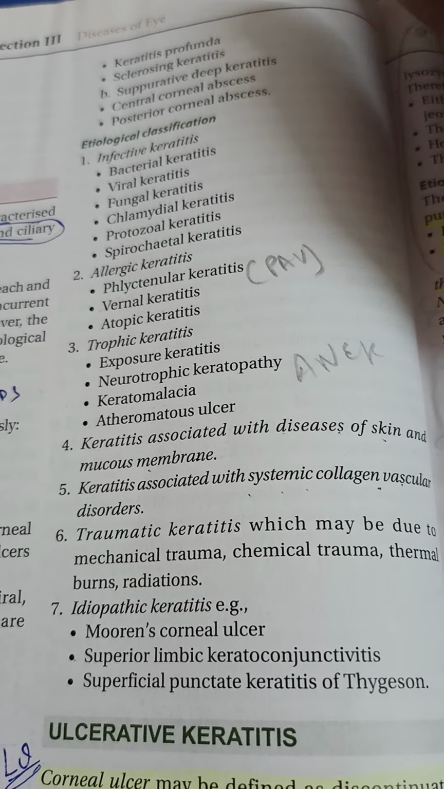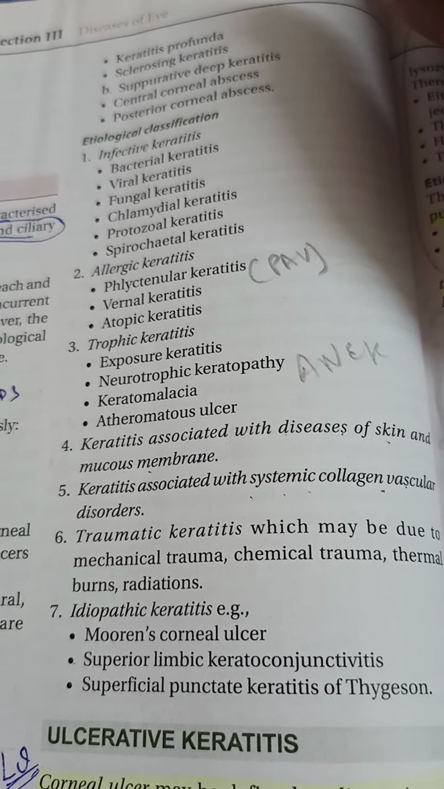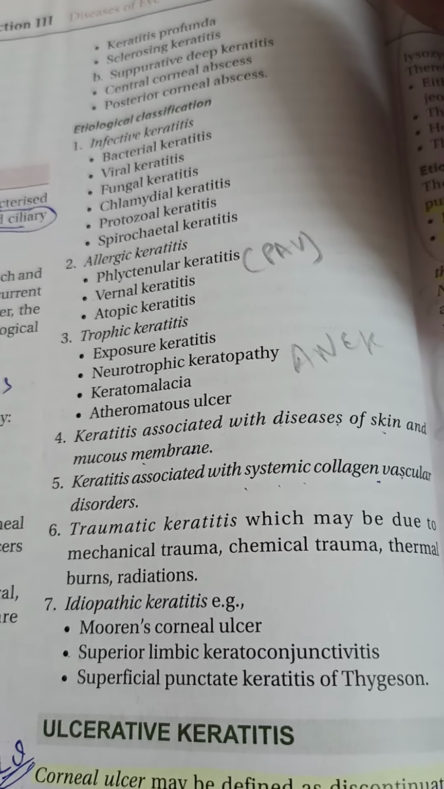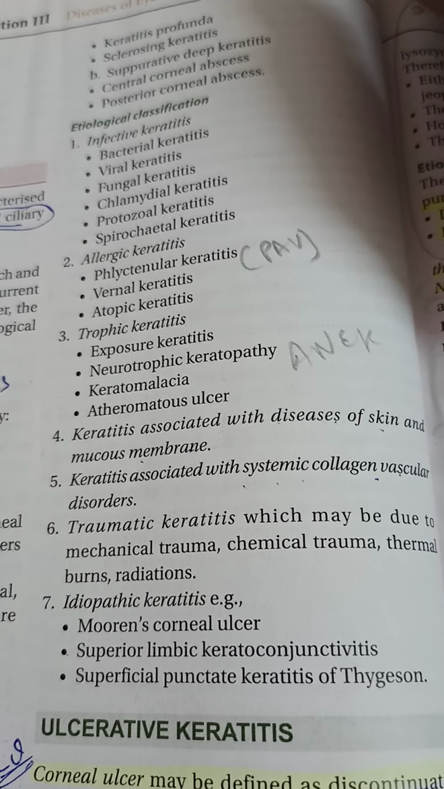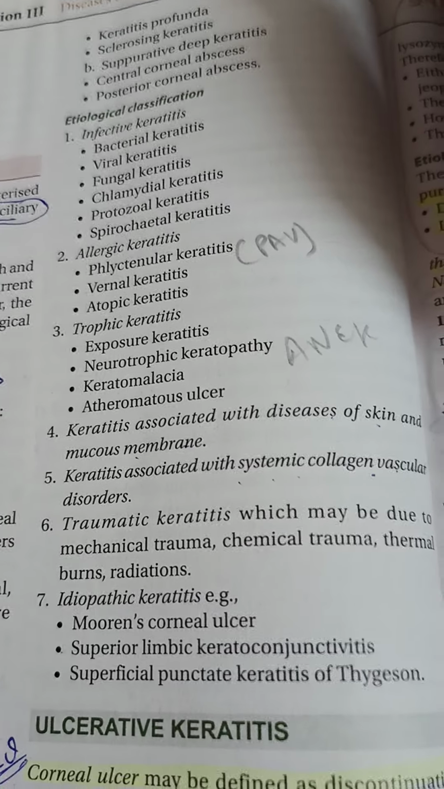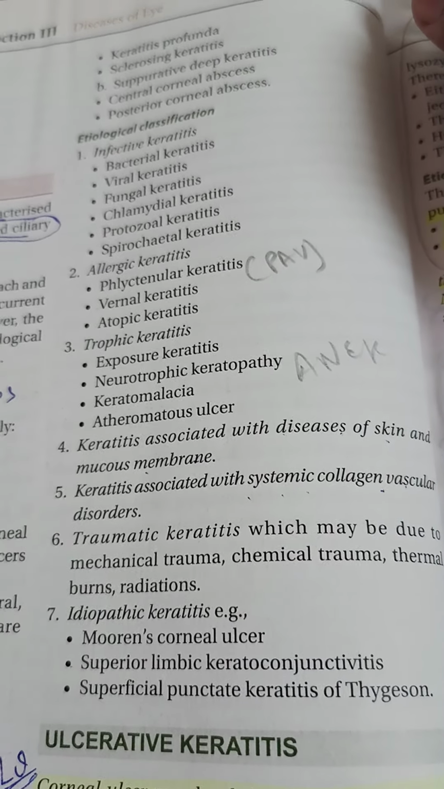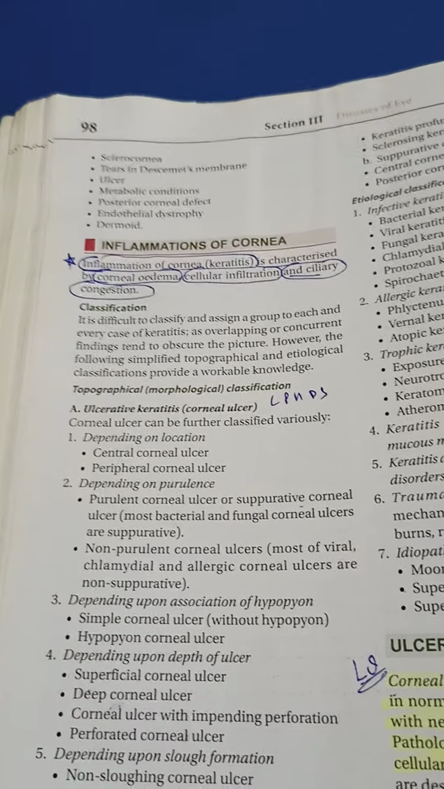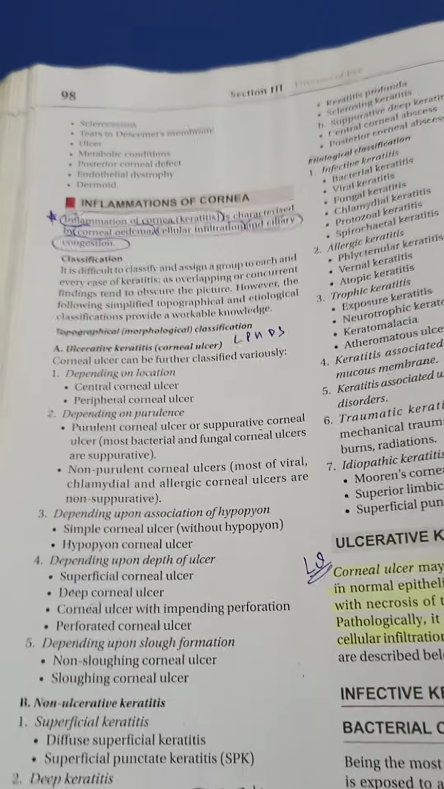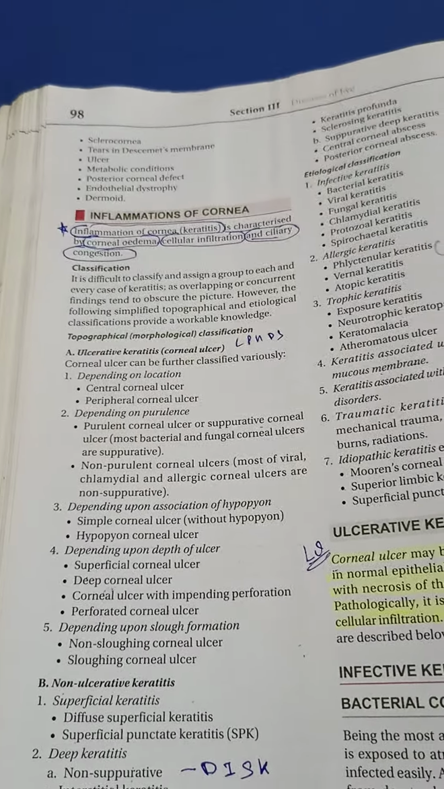So it is of two types: Mooren's corneal ulcer, superior limbic keratoconjunctivitis, superficial punctate keratitis of Thygeson. So this is the classification of inflammation of cornea. I hope it is helpful to you.